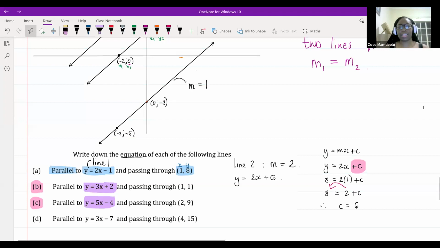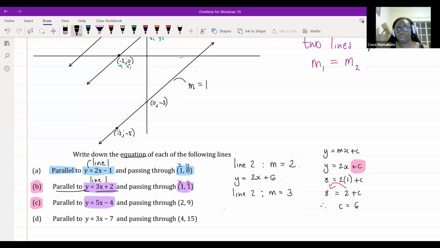All right, peeps, let's have a look at the answers here. Okay, let's look at B. They're telling us that line 1 is parallel to y equals 3x plus 2, and it passes through the point (1, 1). I already know the gradient of line 2. Because they're parallel, the gradient of my next line is also 3.